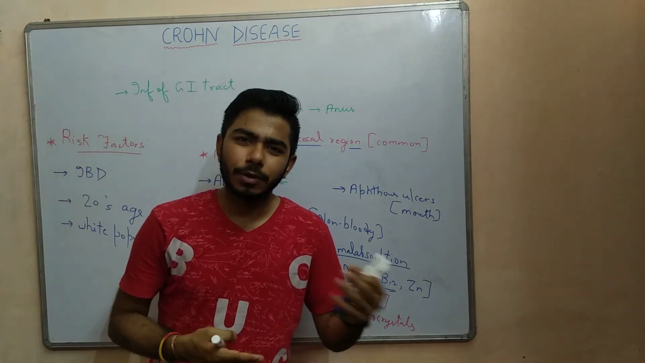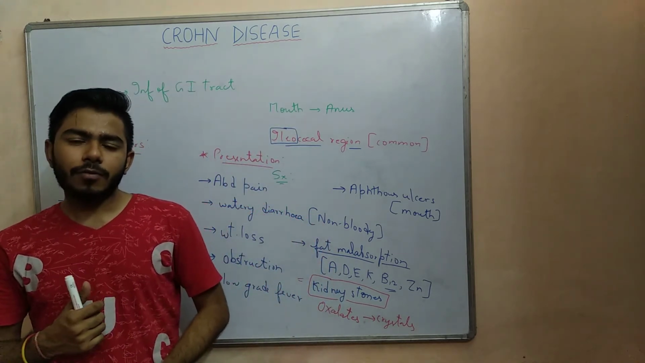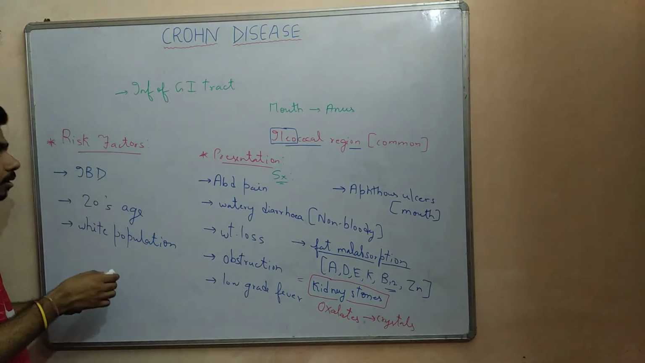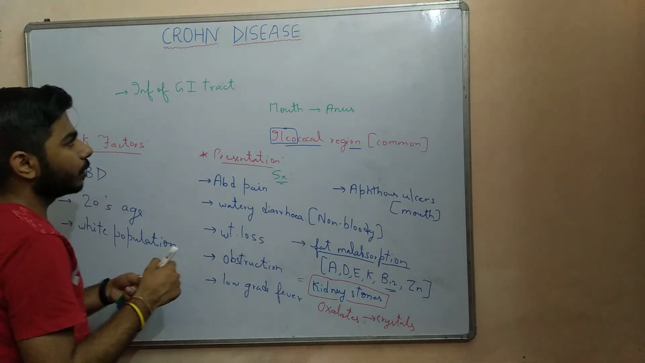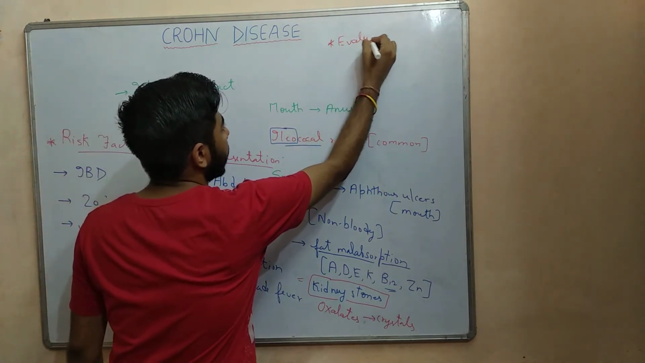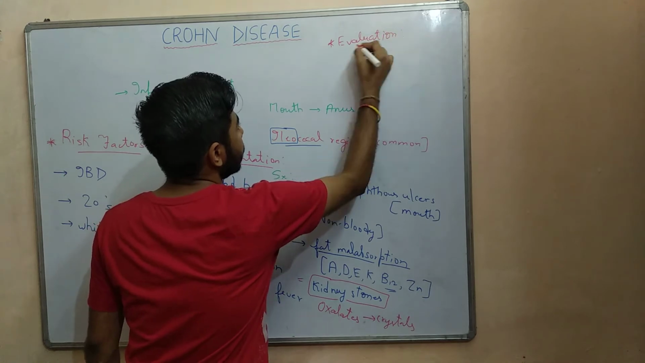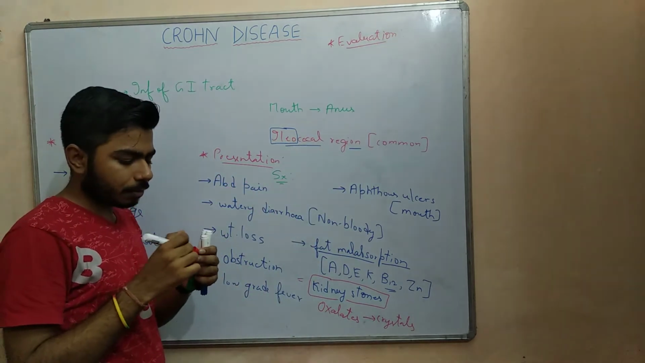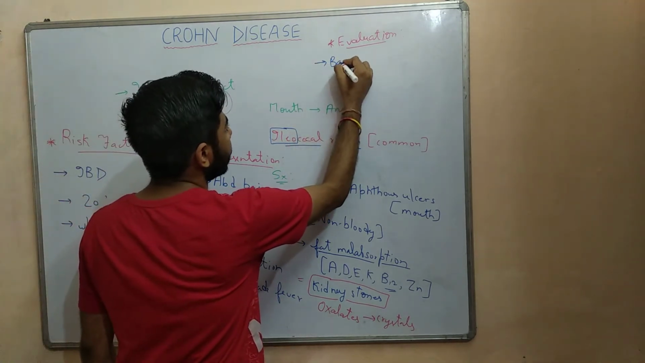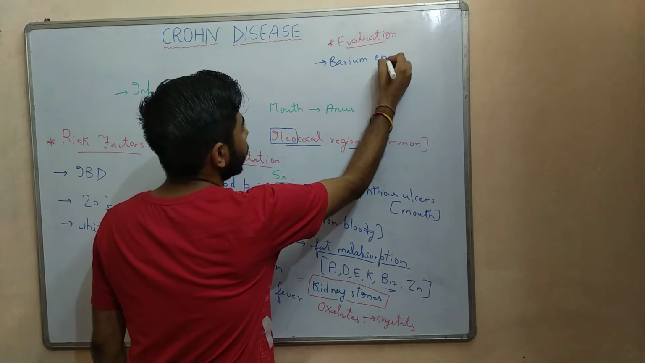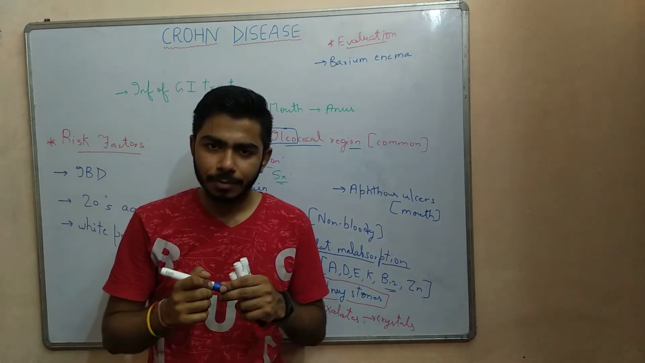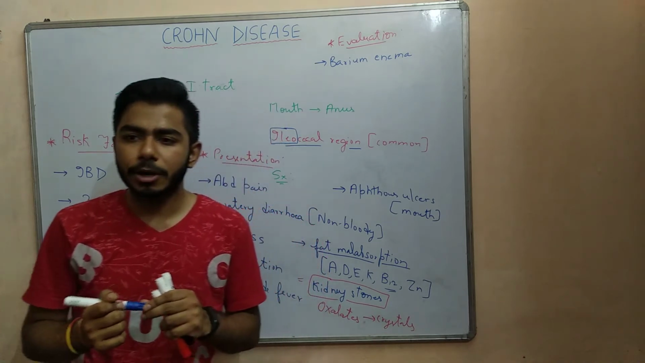Okay, coming over to the evaluation. What factors can you see in such patients? So let me write over here what can be the evaluation factors. Okay, for the evaluation purpose, you can go for the barium enema. Now the benefit of the barium enema in such patients is that you will be able to see the ulcers.